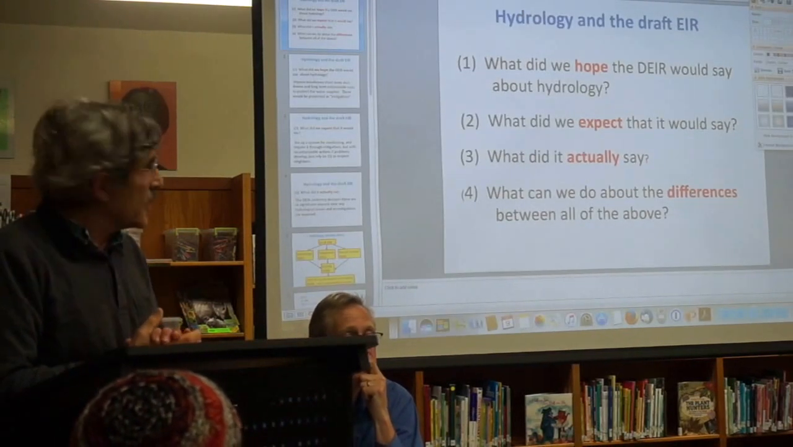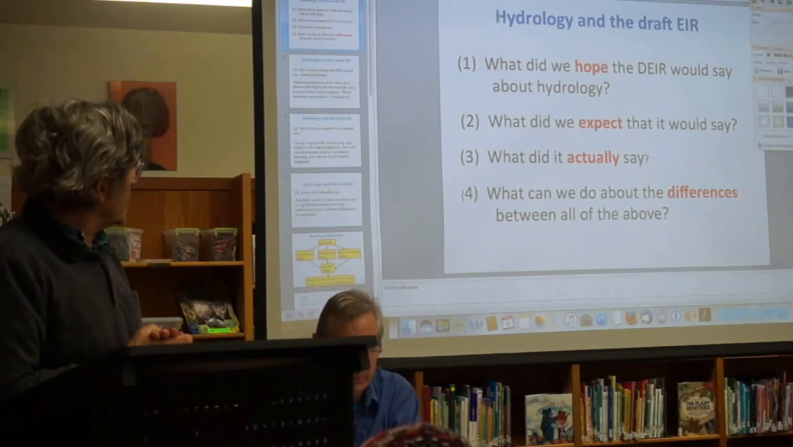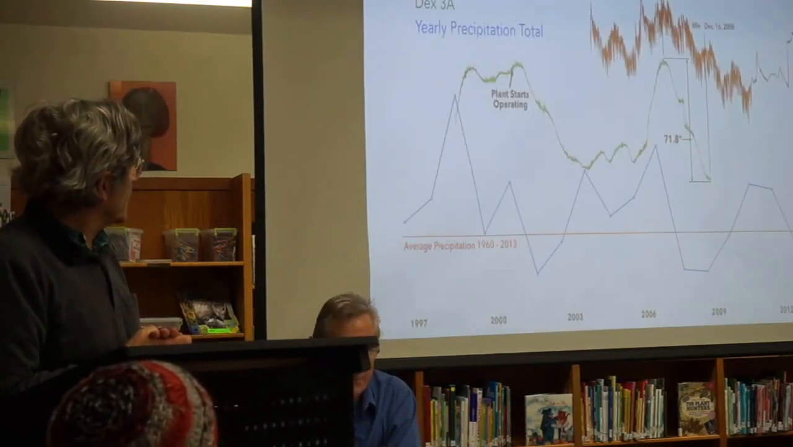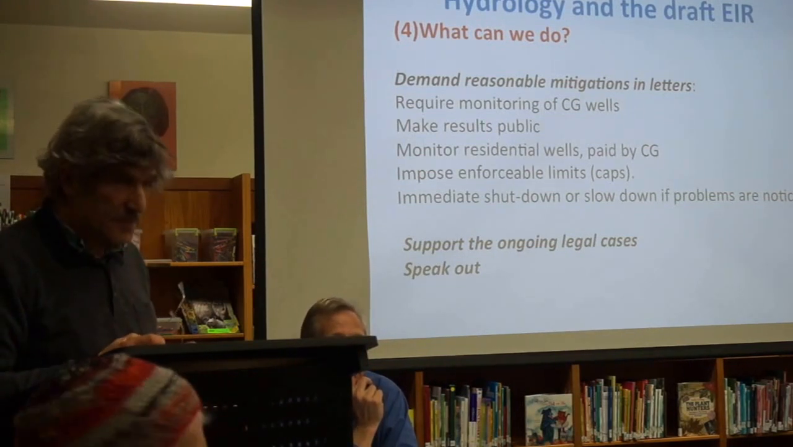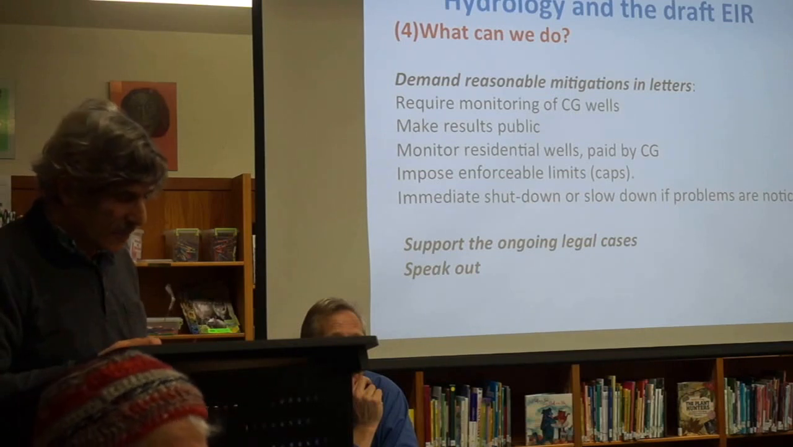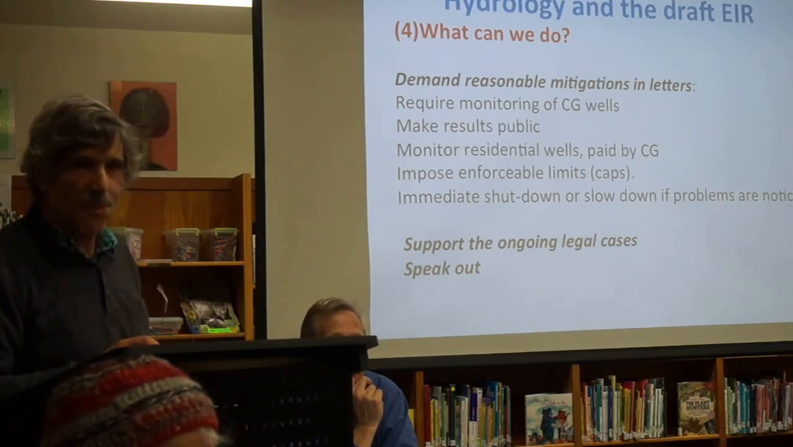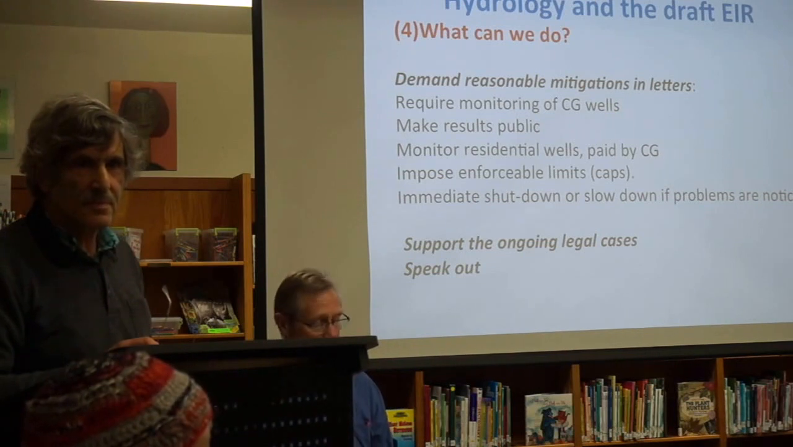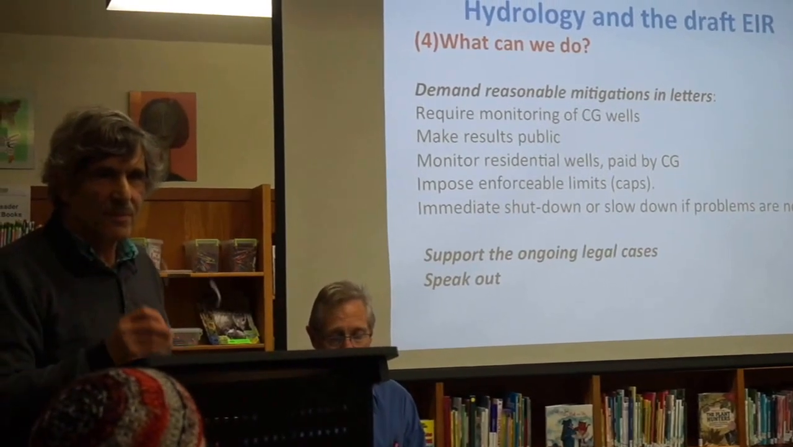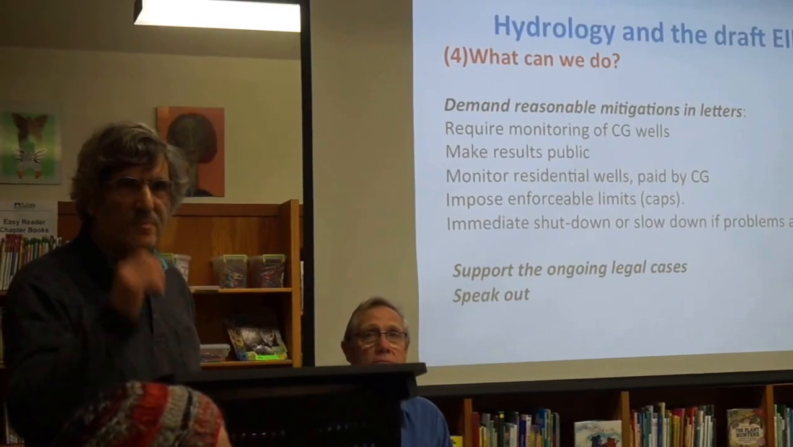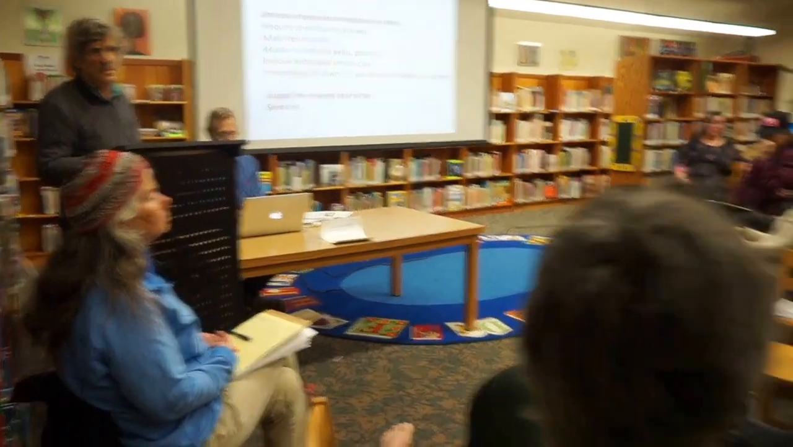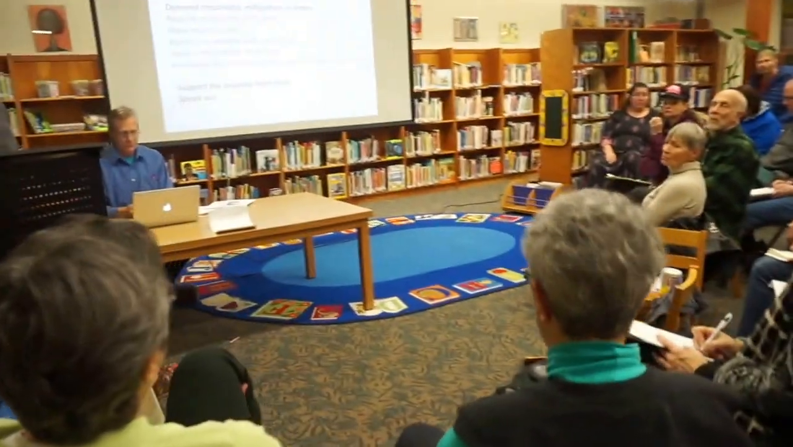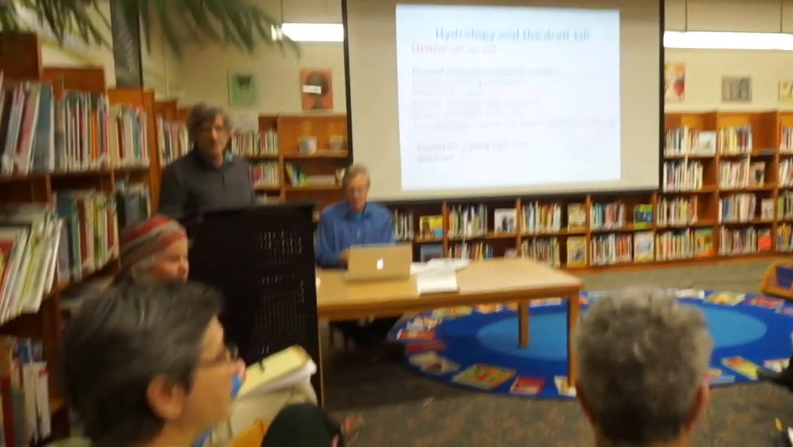Could you go back to that? Leave that slide, yeah, because this is what we're going to want to write. Right where it says require monitoring of CG wells, right now they say that only DEX 6 is required, and that DEX 3A and DEX 1 are voluntary. And they started using those terms when they bought the plant. So Dannon and Coca-Cola were monitoring those wells, and it was not voluntary. So you want to make sure that you ask that those be monitored as a mandatory part of the mitigation.